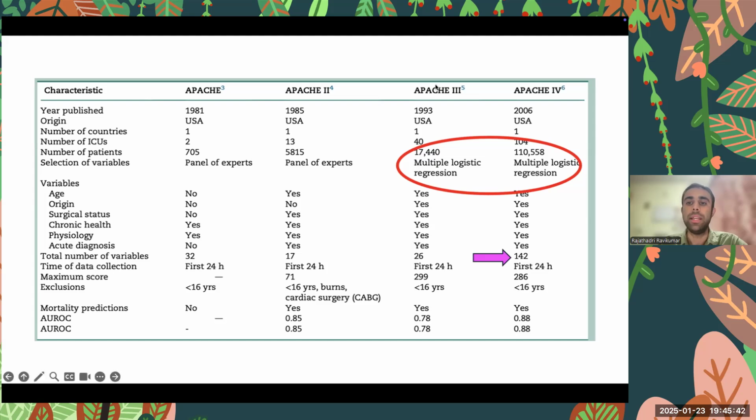And Apache 3, the limitation was that it has a proprietary algorithm to give the probability of mortality. So it is not publicly available. So that's why the use of this score is very less. But the use of Apache 4 is also very less for a different reason. The number of variables is 142, very cumbersome for any person to do. If we take Apache 2, only 17 variables, we can do it very easily. We can ask the nursing staff in our ICU to calculate the score, and it's very easy.